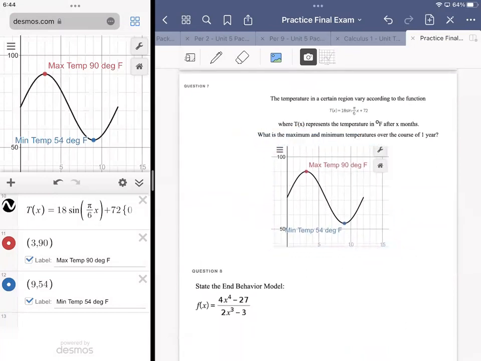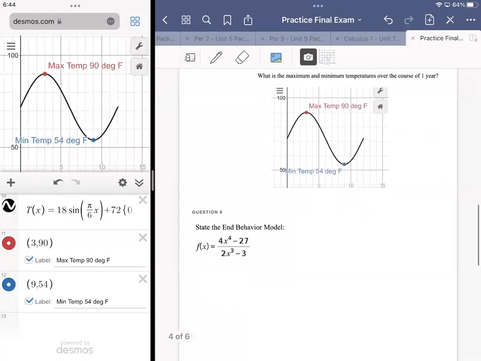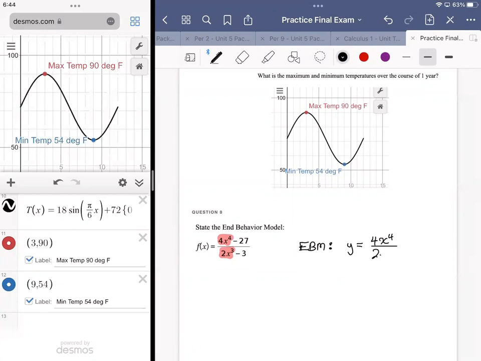All right. Then number 8, state the end behavior model. We went over that before. Very simple. You take the term with the highest power on the top, divide it by the term with the highest power on the bottom. So my end behavior model would be y equals 4x to the 4th over 2x to the 3rd, which would simplify down to just y equals 2x.